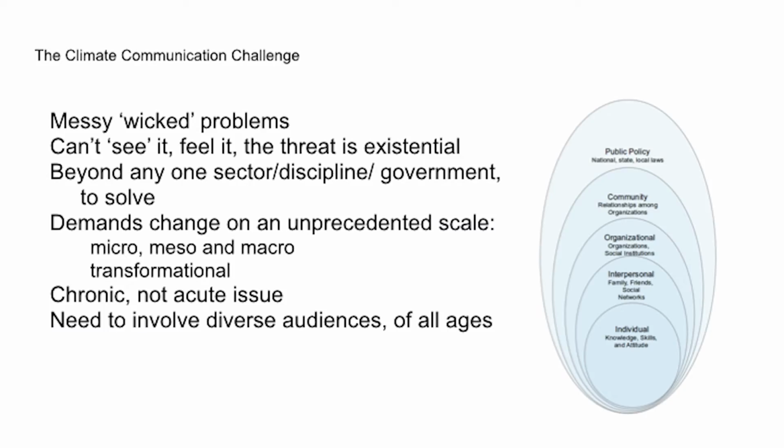So, in order to address these climate communication problems, including the messy, wicked challenges that Ann talked about, this existential and chronic issue, and the fact that it stretches beyond any borders, any sectors, any disciplines, any government, we need to understand change both at the micro level, the level of the human being, at the meso level, the level of the organization, and the macro level, the level of society. This is our ecological model for climate communication. The communication needs to occur across these boundaries in order to have an impact on a problem such as this.